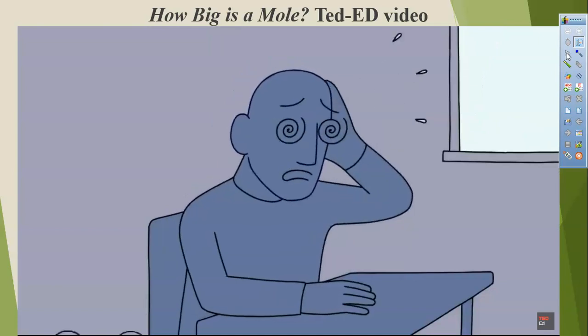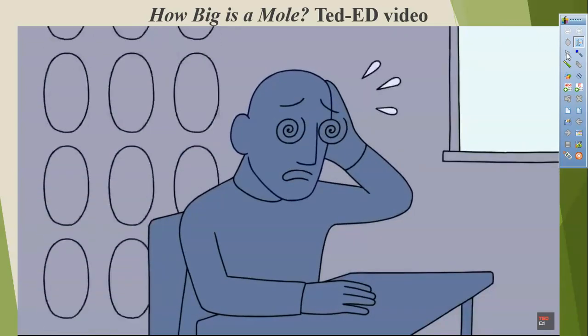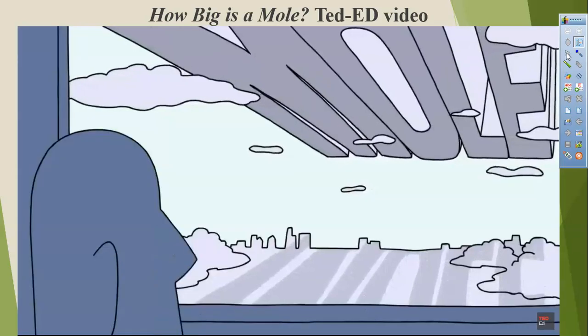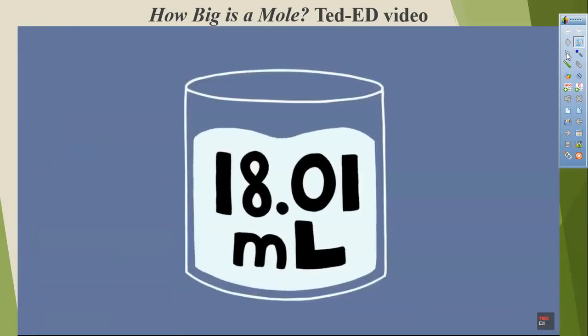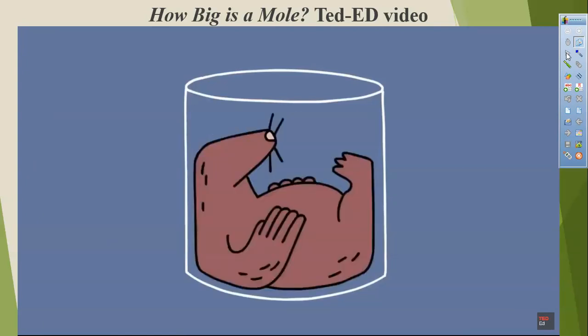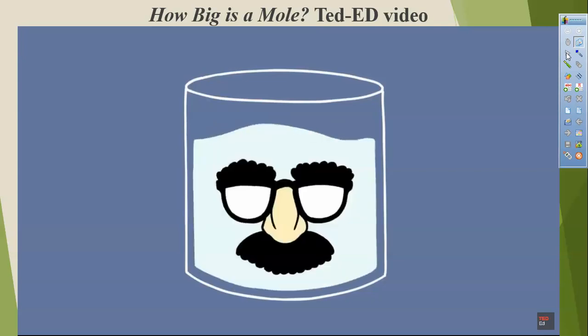Moles are hard for students to understand because they have a hard time picturing the size of a mole, or a 602 sextillion. It's just too big to wrap our brains around. Remember our 18.01 milliliters of water? Well, that's a mole of water. But how much is that? Exactly what does 602 sextillion look like?